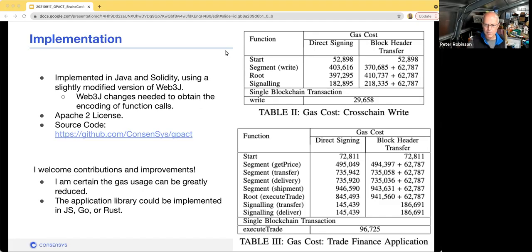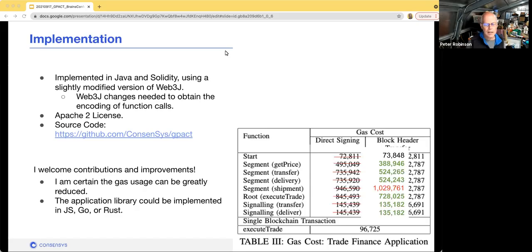As of writing in the paper, these were the gas costs, but the gas cost can certainly be reduced. In fact, since the paper was put out, I put a bit of effort into reducing the gas costs of leaf functions. You can see that they've dropped by more than 200,000 gas in the case of the segment transfer and delivery. And the root transaction, which I've also put effort into, has dropped by more than 100,000 gas.